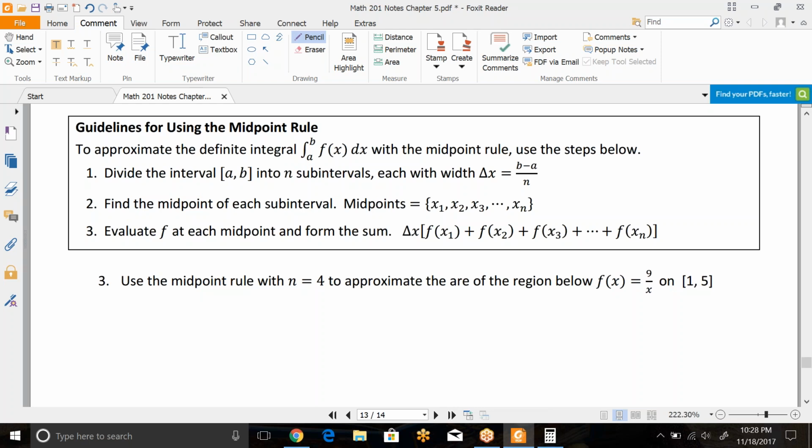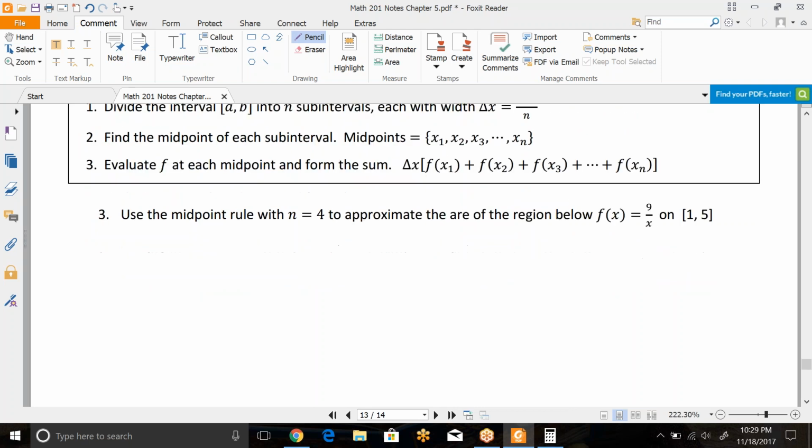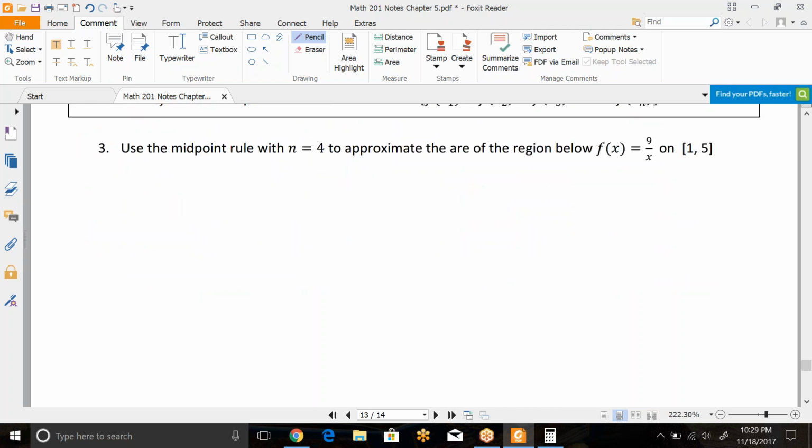And then evaluate each midpoint at f, and then add them all together and multiply by delta x. So this sum right here is all those different heights, and we just multiply it by the width once. So we take care of the multiplication of width times length, width times length, width times length, all in one step here. So it's going to be the delta x from step 1 times the sum of all these midpoint heights once we plug them into f.